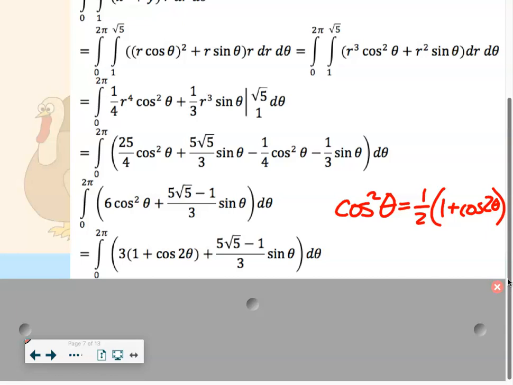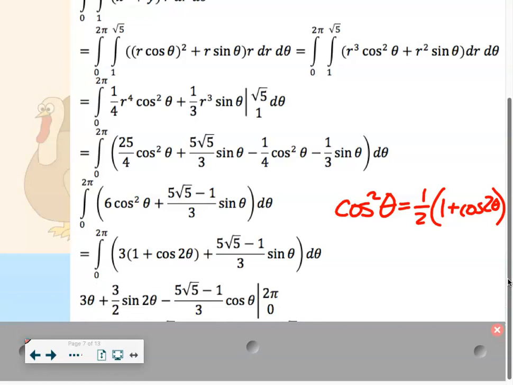Okay, so now the antiderivative of 3 with respect to theta is 3 theta. The antiderivative of cosine 2 theta, well, it's 3 cosine 2 thetas, and 3 just is a multiplier. But let's just look at the cosine 2 theta. The antiderivative of cosine 2 theta is sine 2 theta divided by 2, right? You always got to divide by the slope of the argument, as long as the argument's linear. Okay, and then the antiderivative of sine is negative cosine.